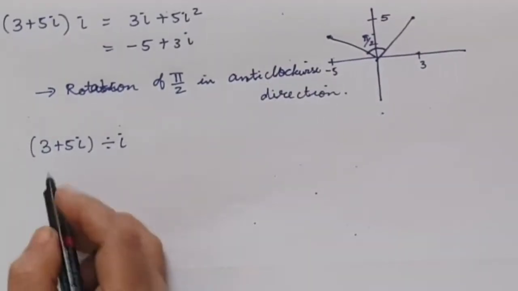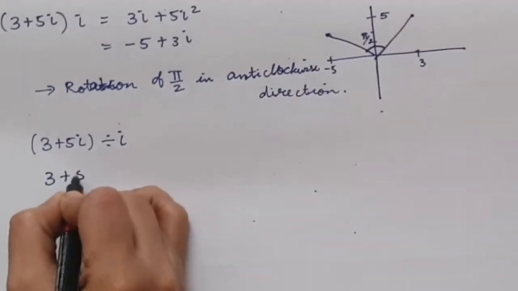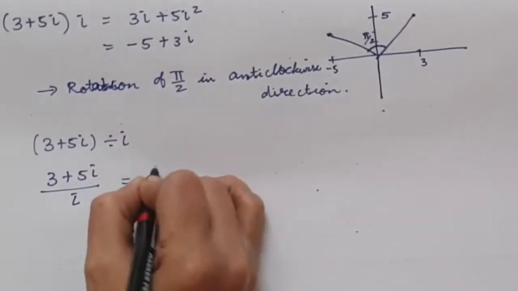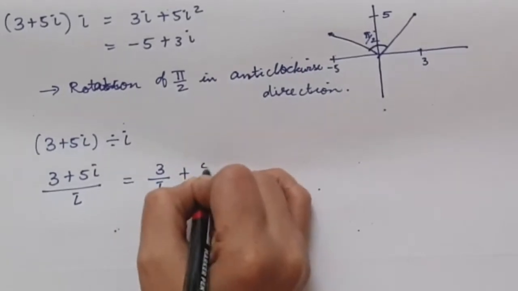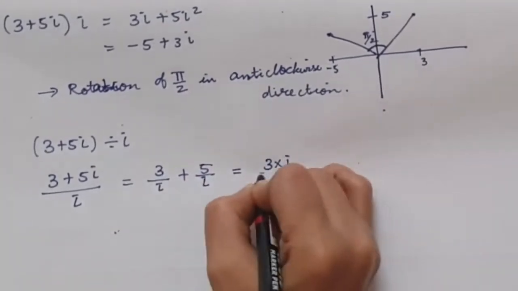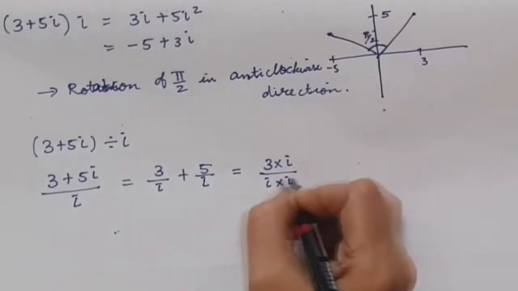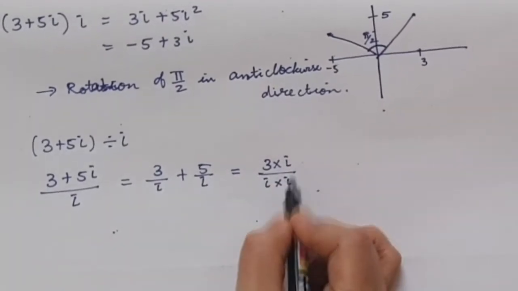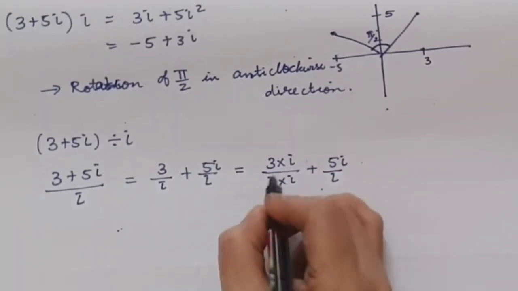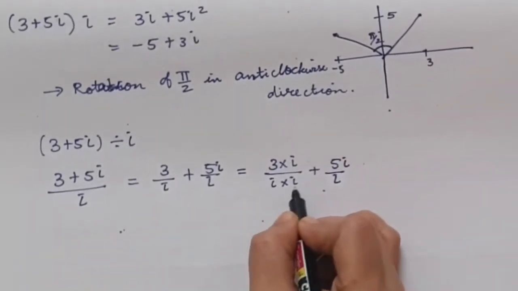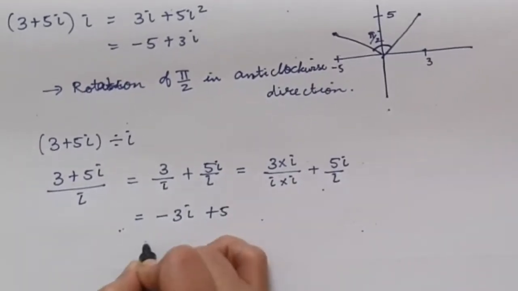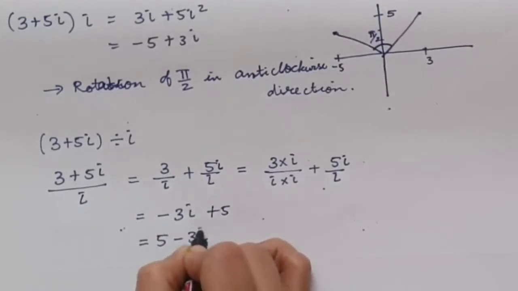Now when we divide by i, it is 3 plus 5i divided by i. That will be equal to 3 over i plus 5i over i. Now we multiply and divide by i, and when we multiply and divide, the value doesn't change. 5i over i gives us 5, and 3 over i gives us minus 3i, since i squared is minus 1. So it is nothing but 5 minus 3i.